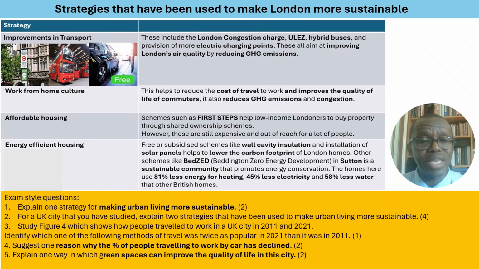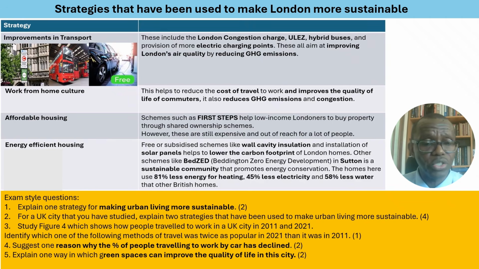Then we also have other things such as solar panels, which are using renewable energy. We have wind energy, and we also have other schemes such as BEDZ. Now, BEDZ refers to Beddington Zero Energy Development in Sutton, and it's a sustainable community that promotes energy conservation. The homes here use 81% less energy for their heating, 45% less electricity, and 56% less water than other British homes. So we can see that this particular community here is a very good example of a sustainability scheme.